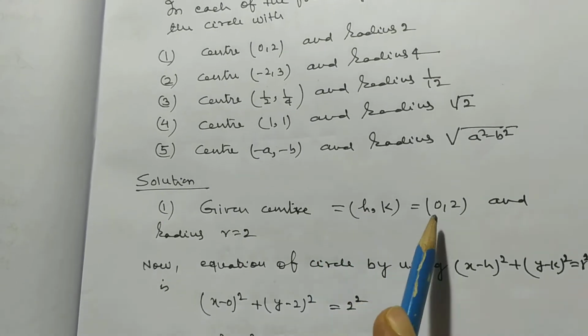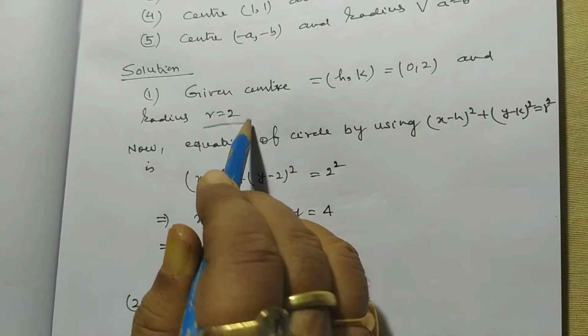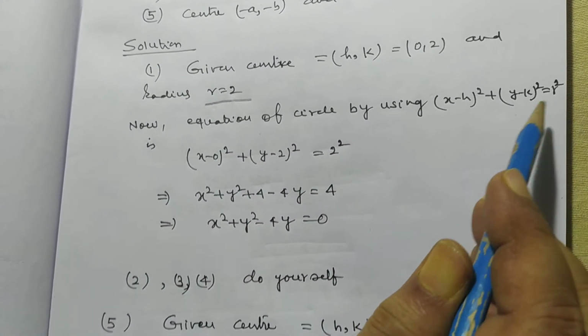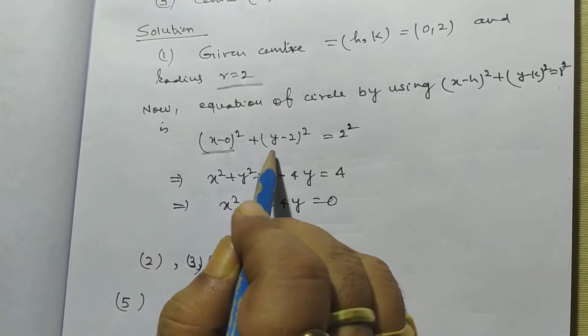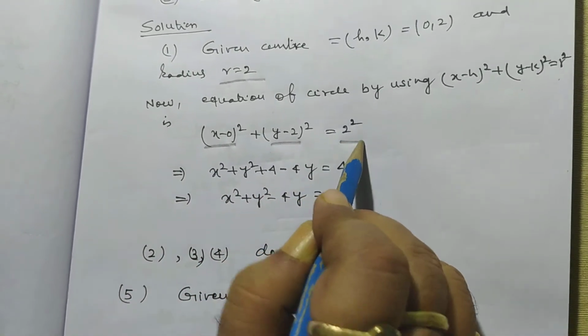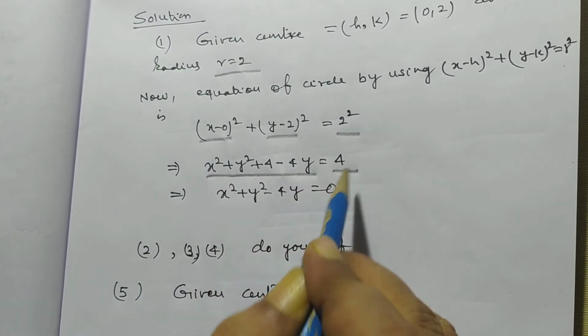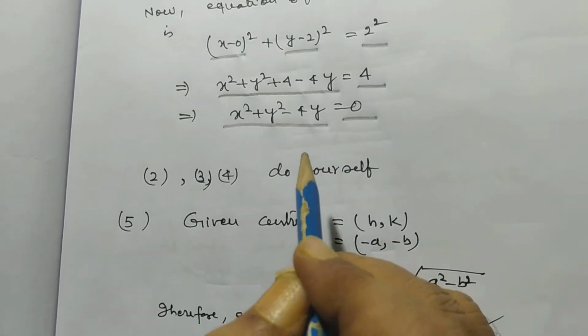Solution: given center is (h, k). Here (h, k) is (0, 2) and radius r is equal to 2. Now the equation of circle, using (x minus h) whole square plus (y minus k) whole square is equal to r square, is (x minus 0) whole square plus (y minus 2) whole square is equal to 2 square. So x square plus y square plus 4 minus 4y is equal to 4. So x square plus y square minus 4y is equal to 0.